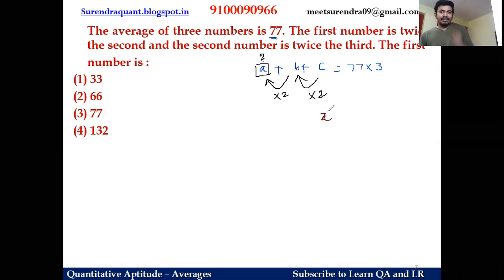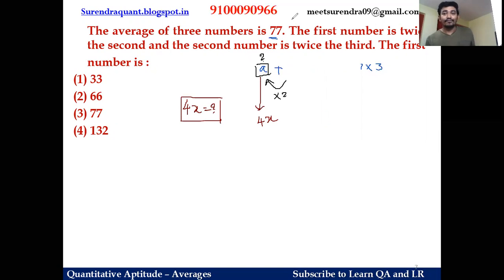Then friends, if C is X, what about B? B is 2 times of C, right? So B is 2X. What about A? A is 2 times of B, right? Now B is 2X. 2 times of 2X is 4X. That is A. So now our intention is to find out A. So we are looking for the value of 4X basically.